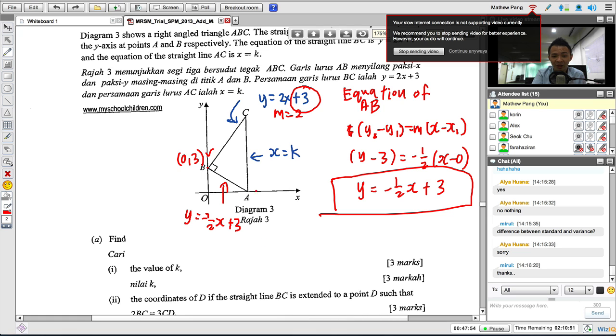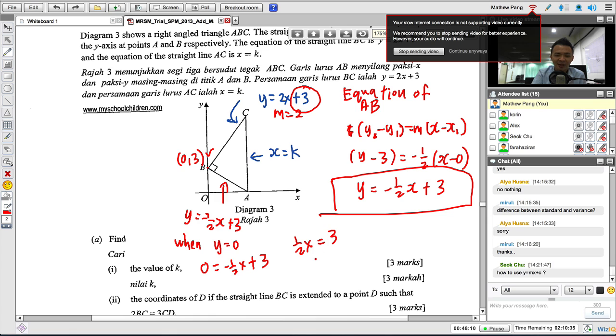Finding this is simple, because this is the x-axis. I always say x-axis means when y equals 0, because on the x-axis all the points have y equal to 0. So 0 equals negative half x plus 3, so half x equals 3, and x equals 6. That means my A is (6, 0). So what is my k? My k will be 6, because x equals k, so 6 equals k. That's all, 3 marks.